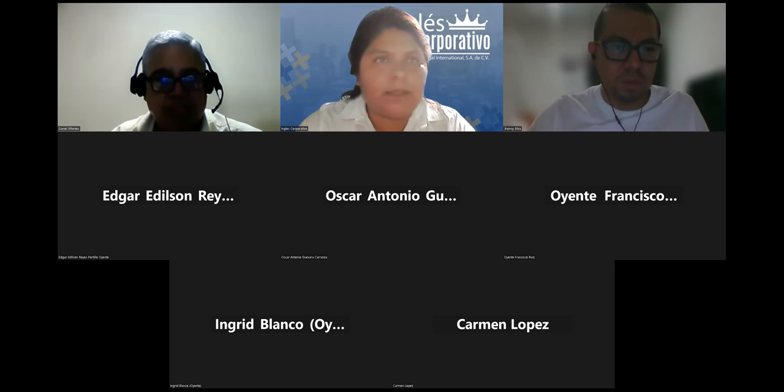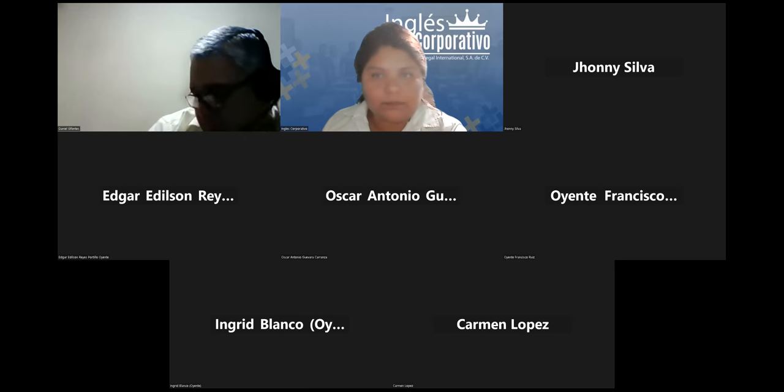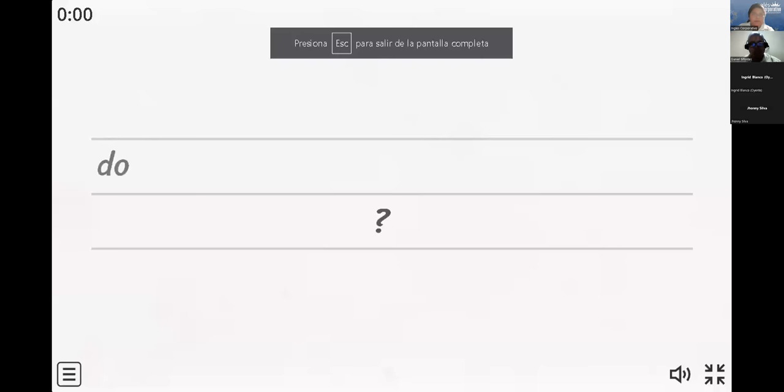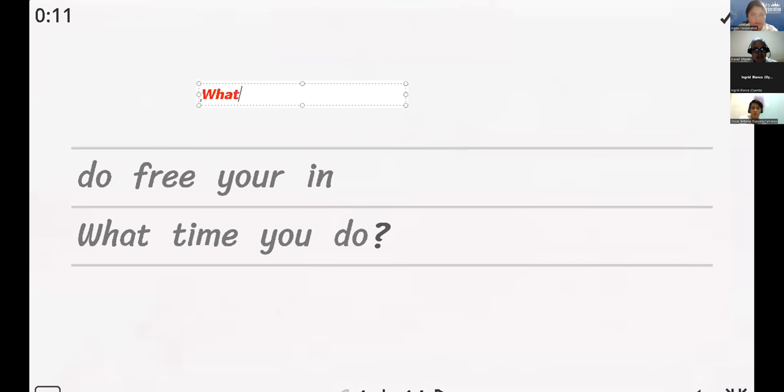Okay, guys, so we're going to start with our warming up activity. We're going to start creating some double H questions based on what we studied in the previous class, right? So we had some structures. I'm going just to show you the structure, and then you tell me which is the correct order. So we have double H plus auxiliary verb, do or does, and subject plus the verb. So this is our structure for the double H questions. Let's see. What is the correct order for this question?